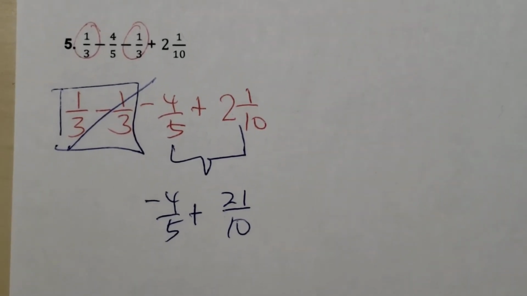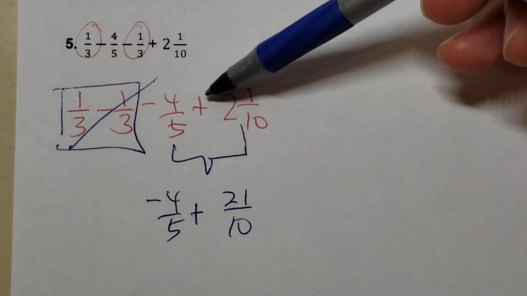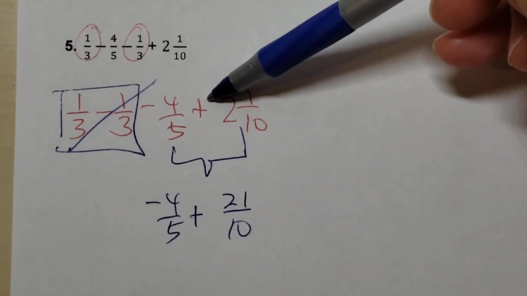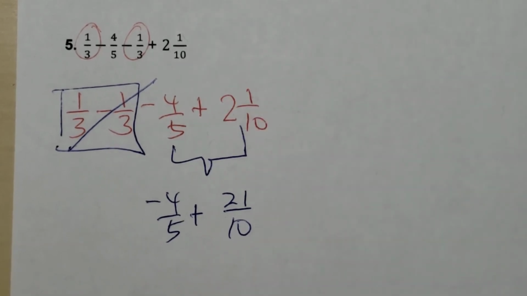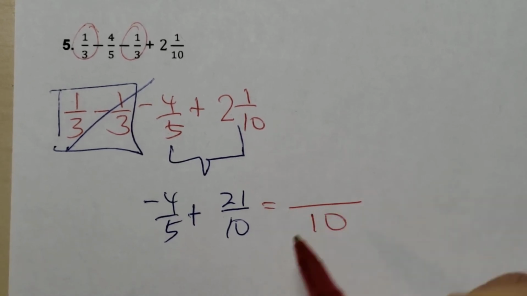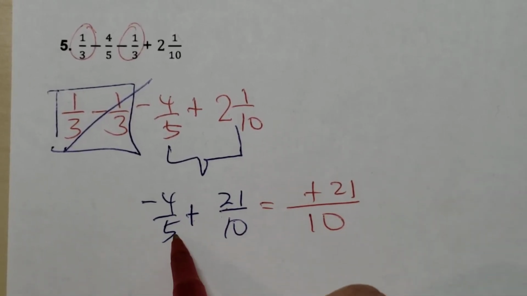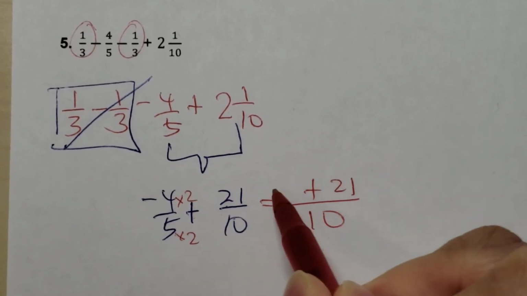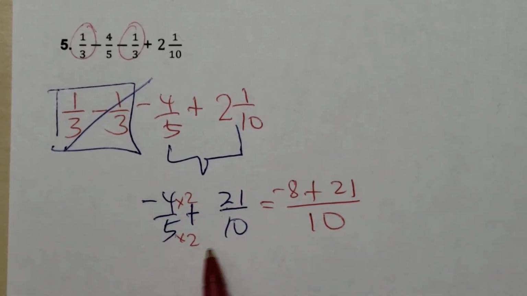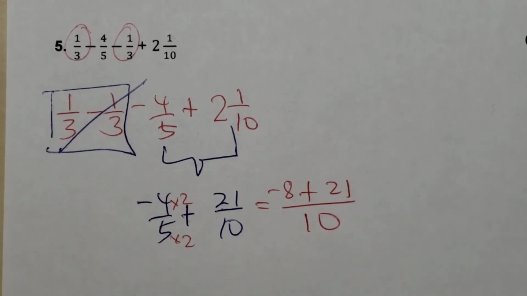Now question, why didn't we change this into an addition problem? Well, the answer is because it's already an addition problem. So you don't apply the keep change opposite, okay? So now let's find the common denominator, which is 10. So 21 stays the same, the plus symbol. This is 4 times 2, that's a negative 8. Why? 5 times 2 gives you 10. Whatever you do at the bottom, or your denominator, you do at the top.